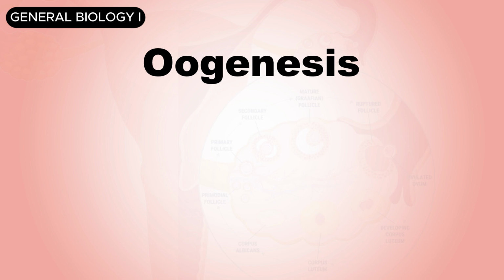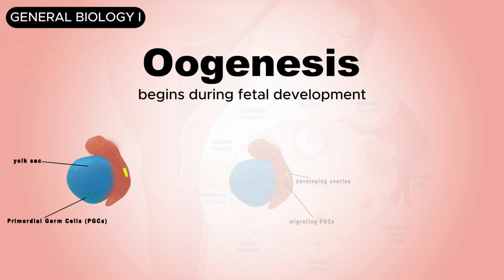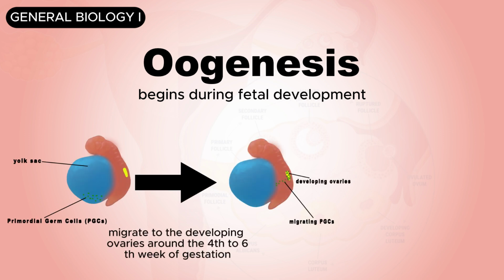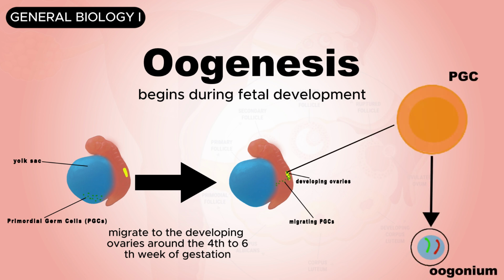Oogenesis begins during fetal development with the formation of primordial germ cells. These cells originate in the yolk sac and migrate to the developing ovaries around the 4th to 6th week of gestation. Once in the ovaries, PGCs differentiate into oogonia, which undergo several rounds of mitosis, resulting in millions of oogonia by the 20th week of fetal development.